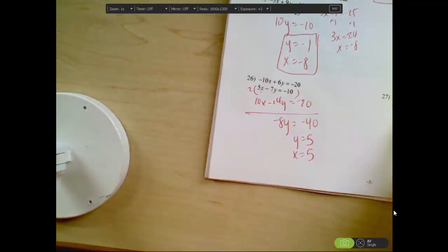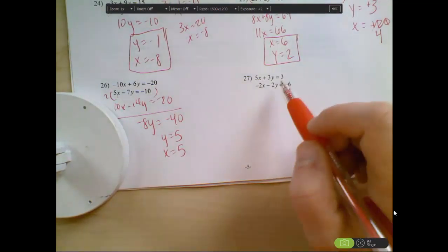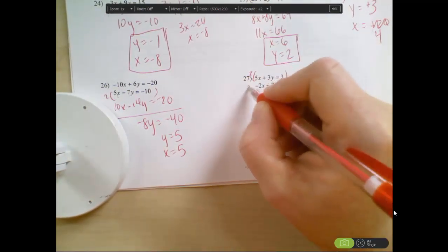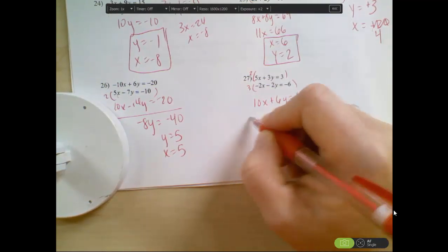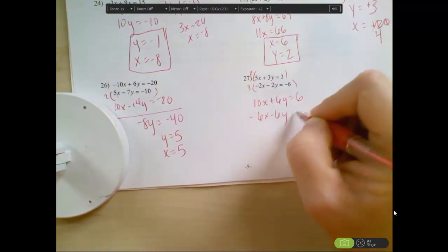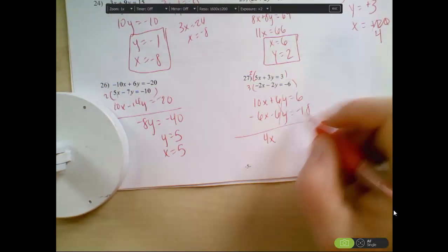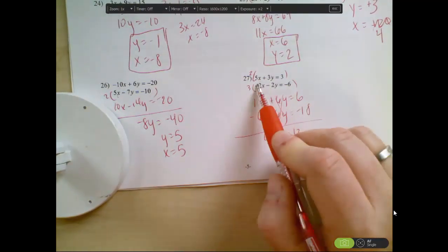Now these ones are the hard ones because I have to multiply both equations by something. So let's turn the y's into 6's. I'm going to multiply the top one by 2 and the bottom one by 3. 10x minus 6x is 4x. The y's go away. 6 minus 18 is negative 12. X equals negative 3. Plug it in.